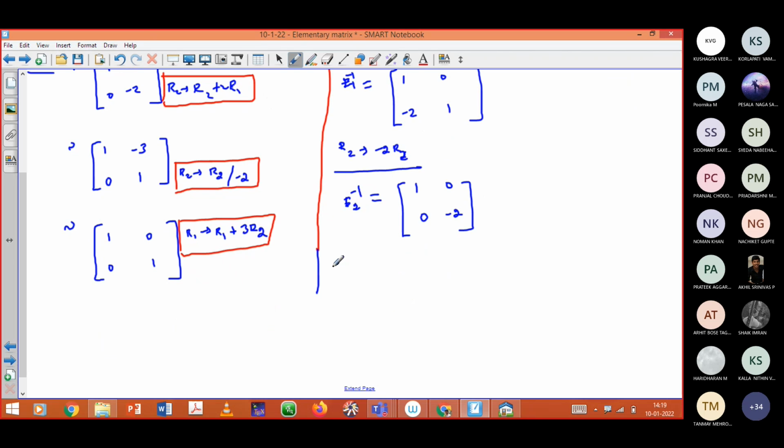Next, the last one is R1 gives R1. Any guess?